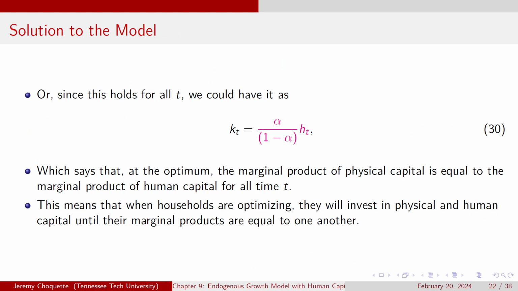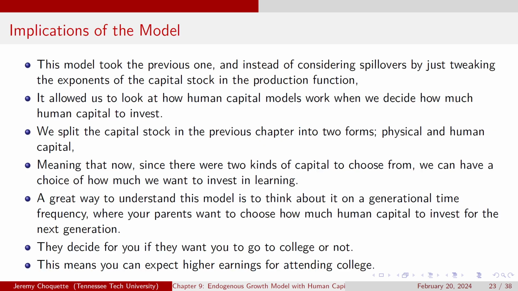Okay, what does that mean exactly? Well, it means if you want to invest in physical capital, that's great. But if you're going to be choosing optimally, you invest in physical capital up until the point that its marginal return is equal to the investment in human capital. When the marginal returns of both of them are the same, when they're both equal, then you are choosing optimally.